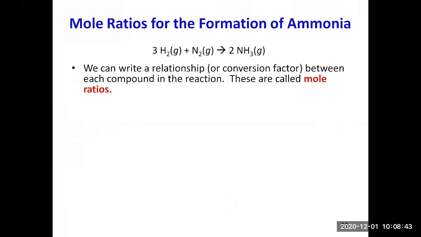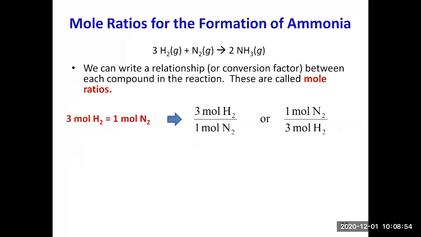And so we can write a relationship or a conversion factor between each compound in the reaction. And these are called mole ratios. So from the mole ratio between hydrogen and nitrogen that says we have 3 moles of hydrogen reacting with 1 mole of nitrogen, here we use the equal sign. Of course, it doesn't mean they are exactly the same. It just means it's the proportions you need for them to react together in this particular equation.